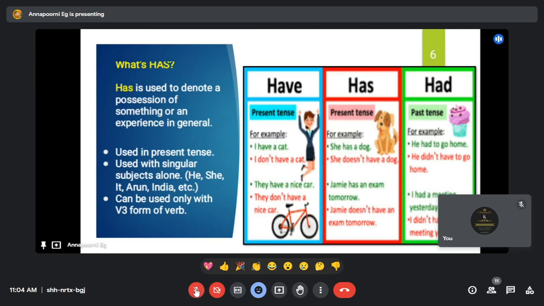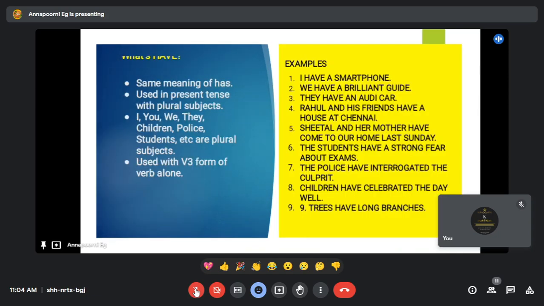So here some examples are given for have, has and had, which we can discuss towards the end of our class. Next is have. For have, I have given a few points which you have to understand, and a few examples are also given. So Soundarya, can you read the definition for have?